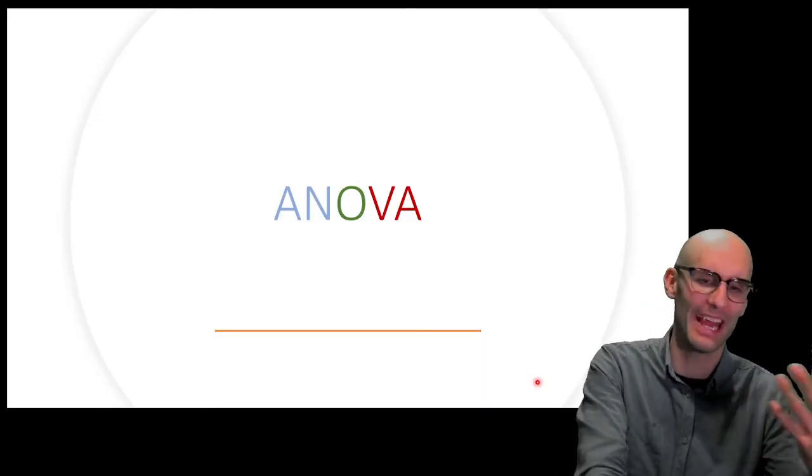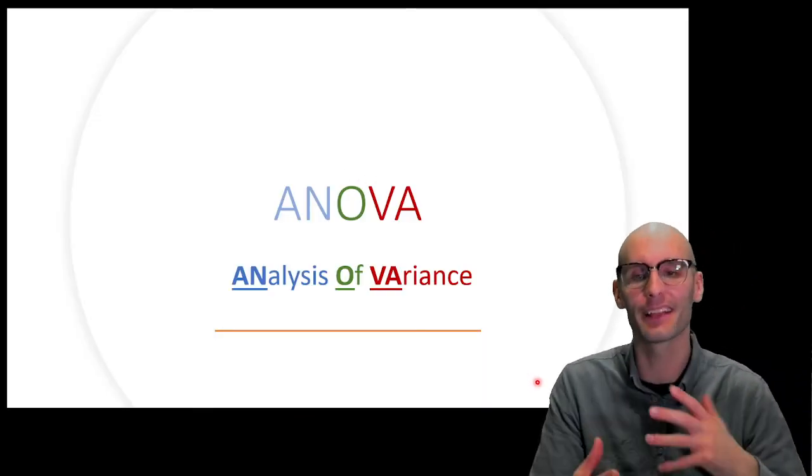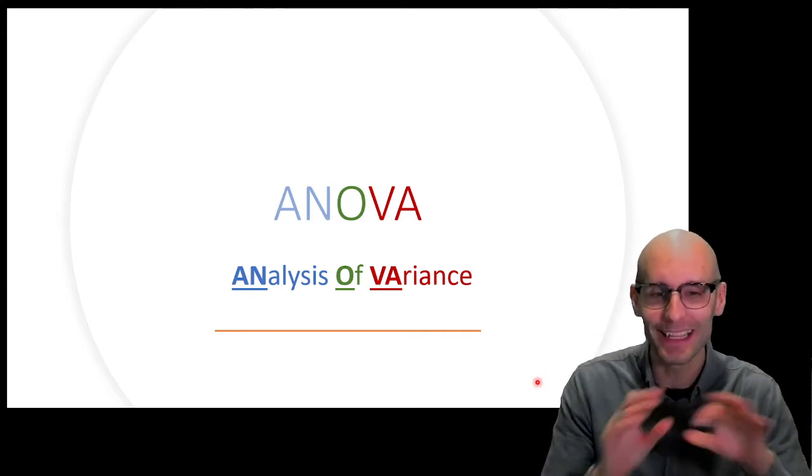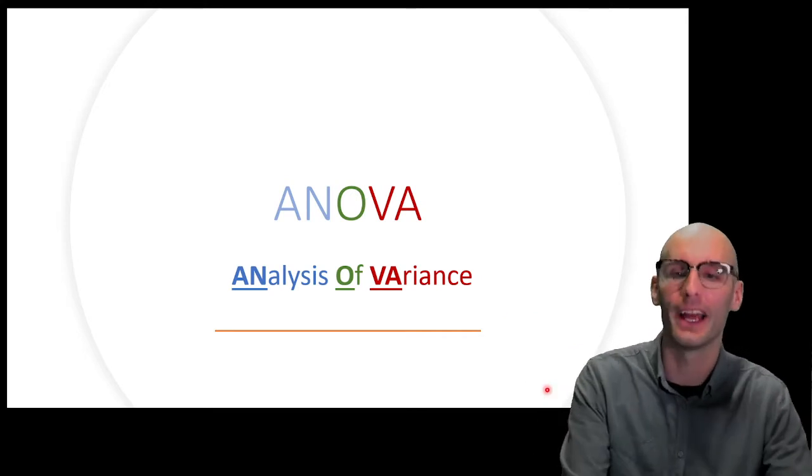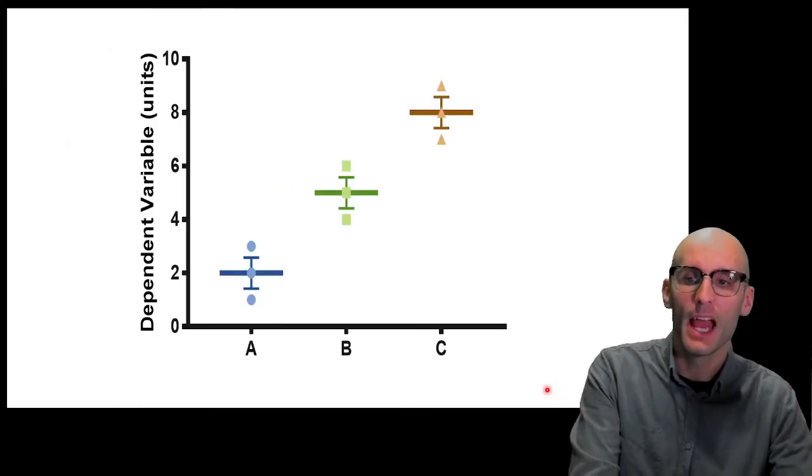First of all, what does ANOVA even mean? Well, it means analysis of variance, and that gives you a little hint about how it works. So ANOVA is just short for analysis of variance.